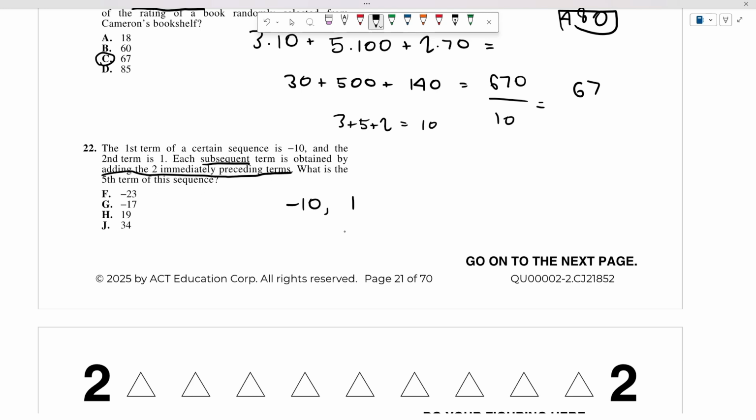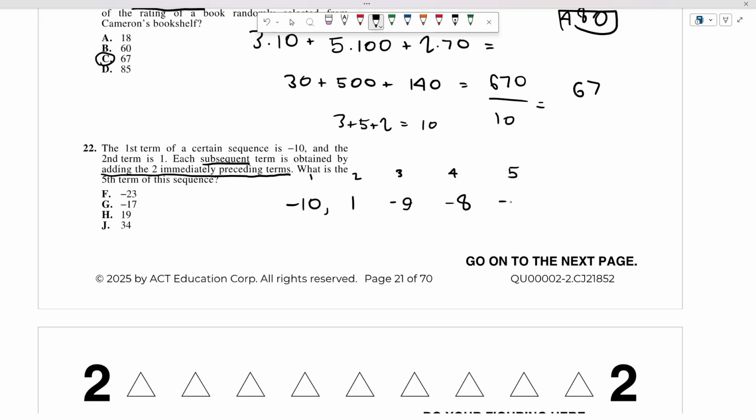The fifth term is honestly small enough that they probably want you to count out the terms anyway. So I'm going to label my terms. This is the first term, this is the second term. My third term is going to be negative 10 plus 1, adding the two immediately preceding terms, which gives me negative 9. To get the fourth term, I'm going to add 1 and negative 9. That's going to give me negative 8. To get the fifth term, I'm going to add these last two, negative 9 and negative 8.